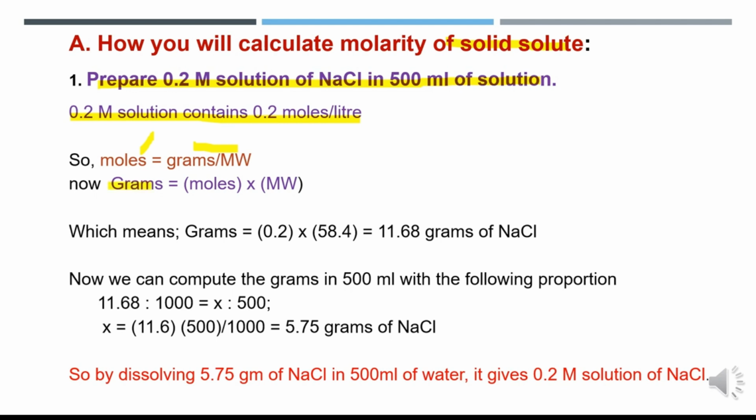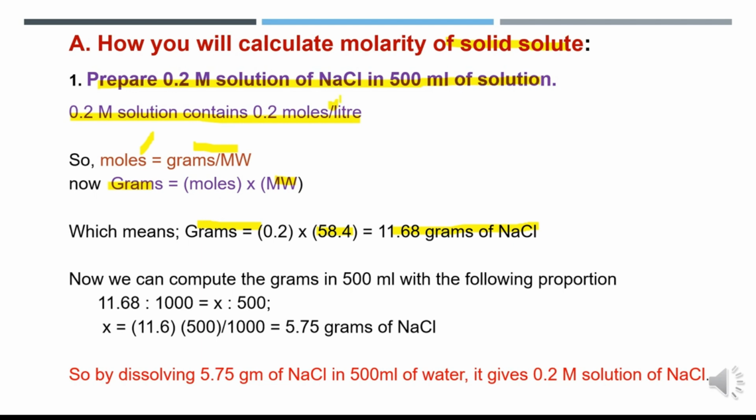So grams is always equal to moles multiplied by molecular weight. And the molecular weight of NaCl is equal to 58.4 gram. Then grams will be equal to 0.2 multiplied by 58.4, which is equal to 11.68 gram of NaCl. So 11.68 gram of NaCl, the gram of the solute, if you dissolve in 1 liter of the solution, will give you the 0.2 molar solution.